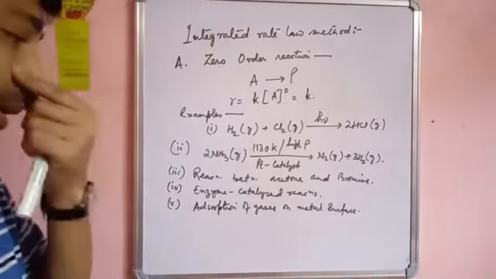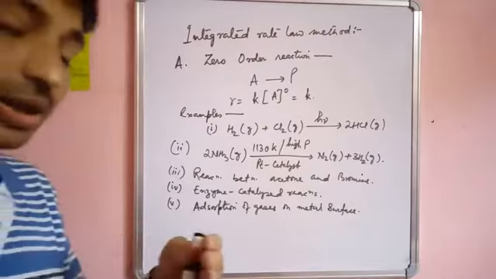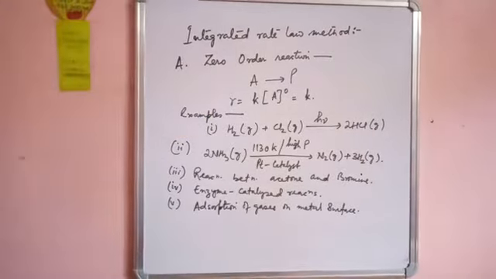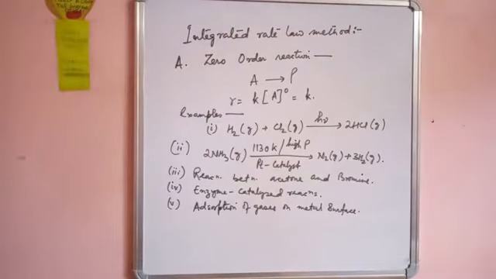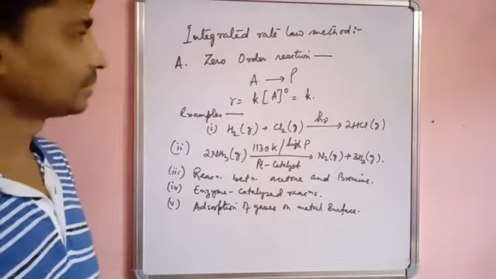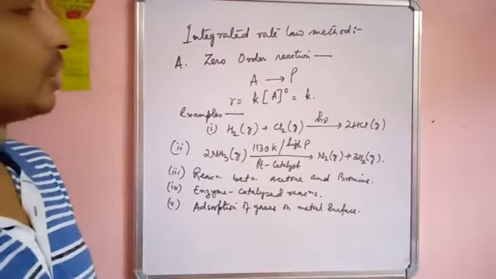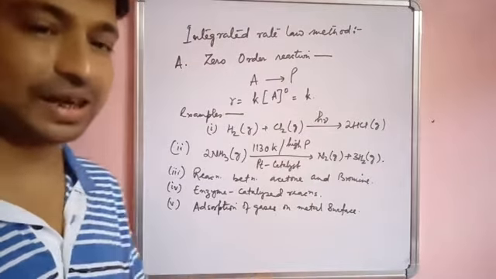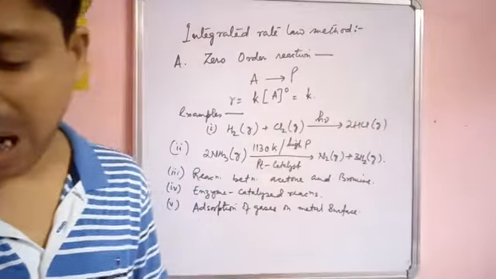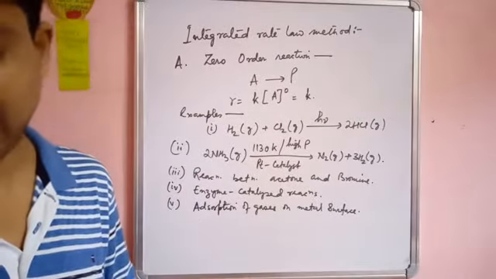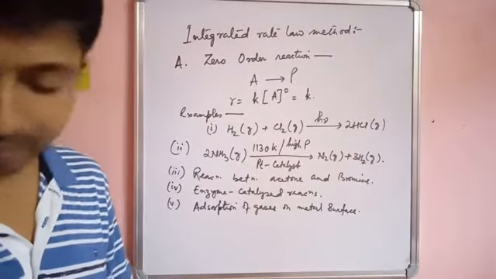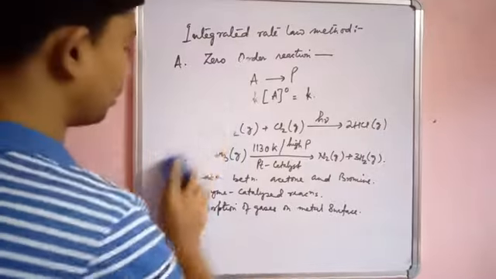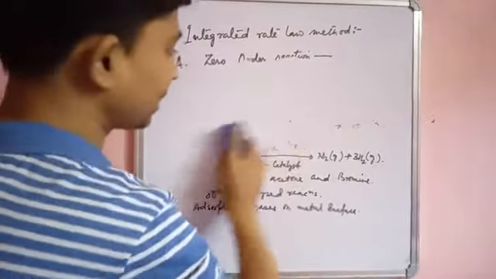Okay, so the adsorption of gases on a metal surface is an example of a zero order reaction. Now, by using the integrated rate law method, how can we determine that it is a zero order reaction? Let us see how we will determine it.